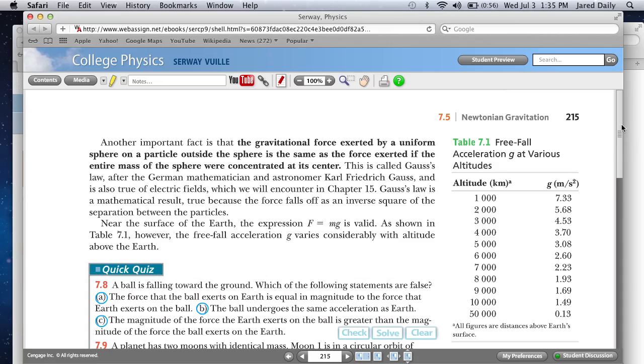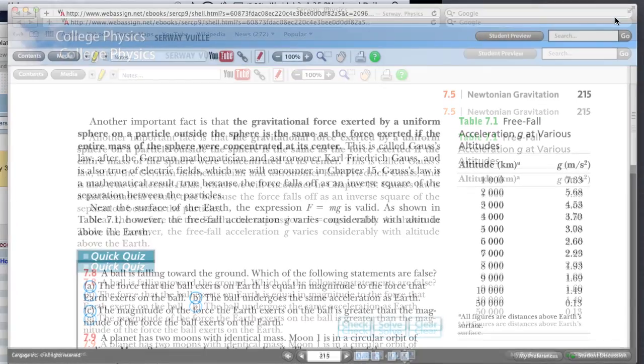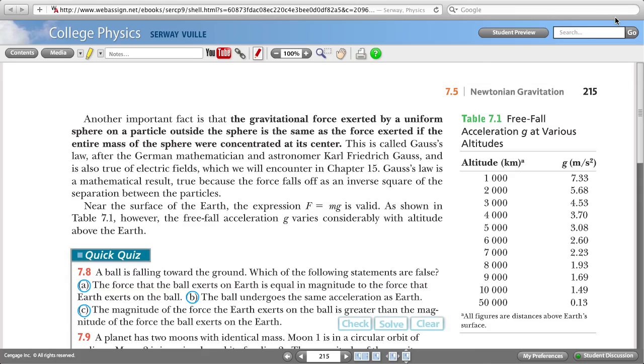But the other implication of this is that gravity will not be the same at every point on Earth. Why? Well, because our distance from the center of the Earth is not always the same if you move around on the Earth. If you go up higher in altitude, you will actually lose gravitational force. You'll actually lose weight by going up higher, believe it or not. So let's take a look and see how much weight we're going to lose.